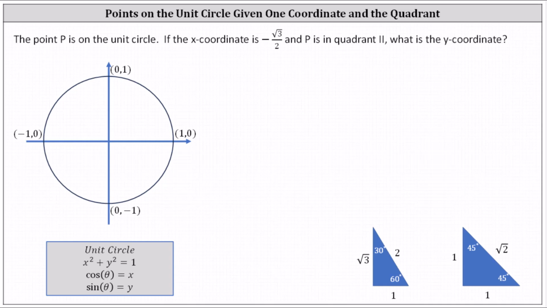The point P is on the unit circle. If the x-coordinate is negative square root 3 divided by 2, and P is in quadrant 2, what is the y-coordinate? Let's locate the point P on the unit circle.